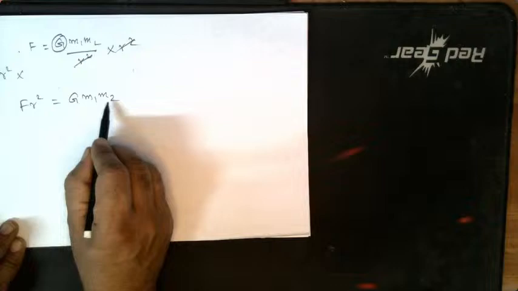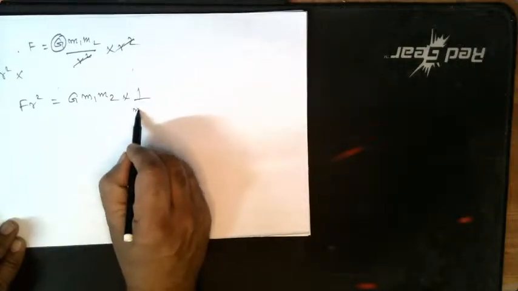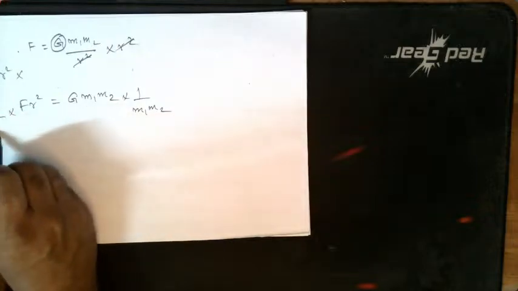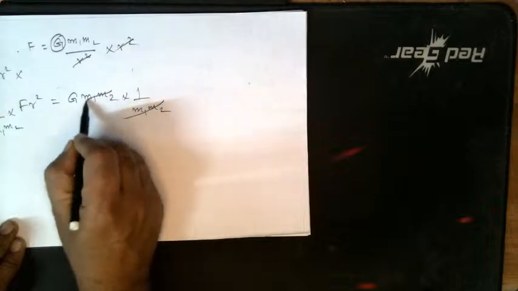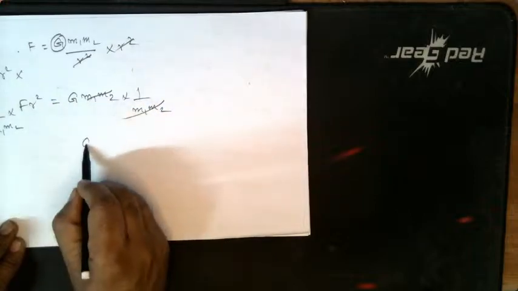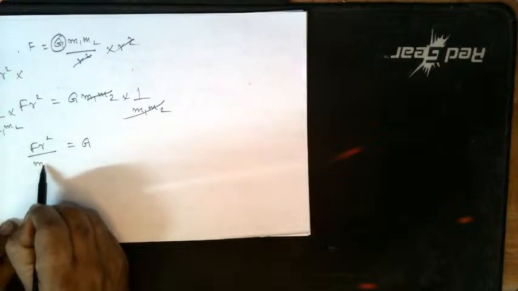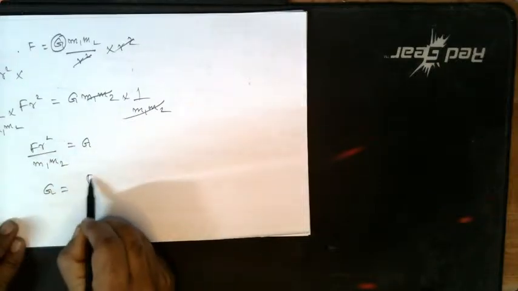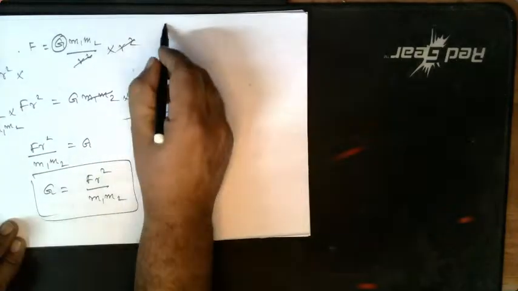And you have to eliminate M1 M2, so you can multiply by 1 by M1 M2 on both sides. This is a very easy method. So M1 M2 can be cancelled. Now you have G is equal to F R square divided by M1 M2. You can interchange now, so this is safe. Got it? Yes, sir. Now we have derived G.